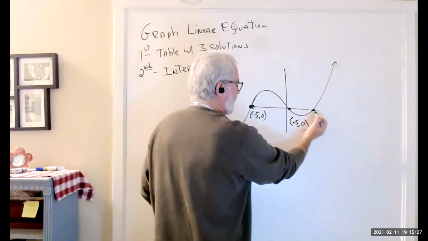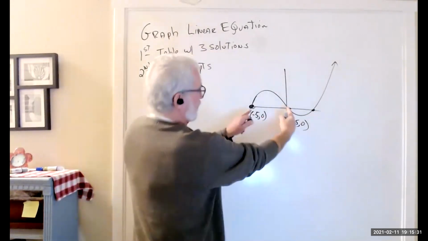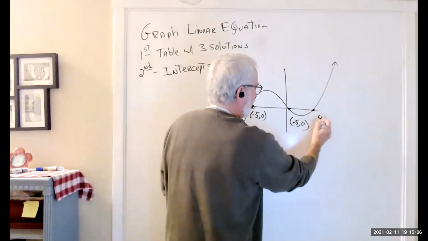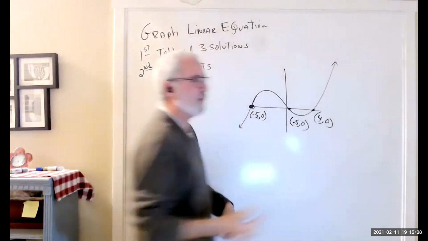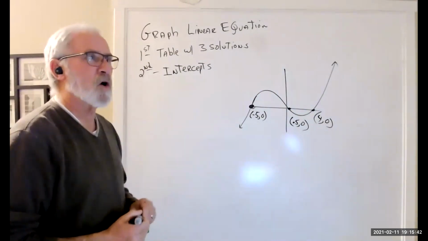5, 0. How much? 5, 0. Now look at this. If this was -5, I'd say this is 4, 0. Okay, 5, 0 is fine. It doesn't matter. But what I want you to study is, what do they all have in common?